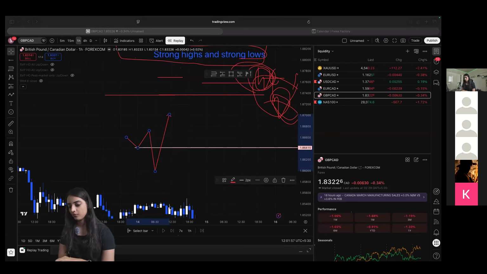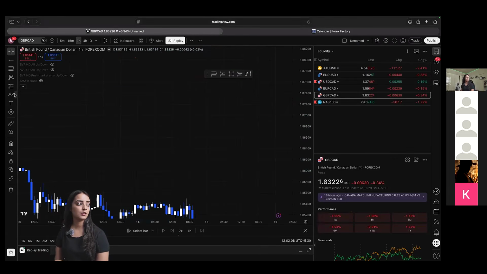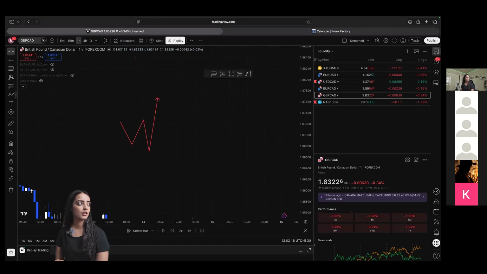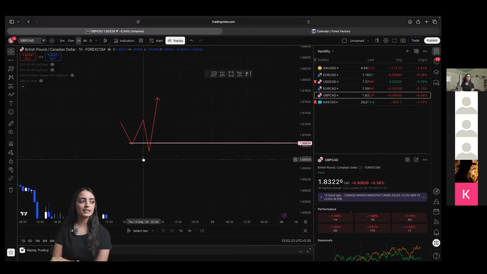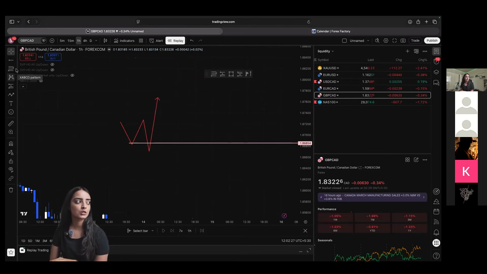Okay, so this concept is a very important concept. It's called strong highs or strong lows, and we have to always check this. So what is this? This is a QM. This is just a random QM that I'm making on the chart. Now, if this is, let's say, the Asian low, now I know this is not just a random QM. This is a strong low. Why is the low of this QM called a strong low?